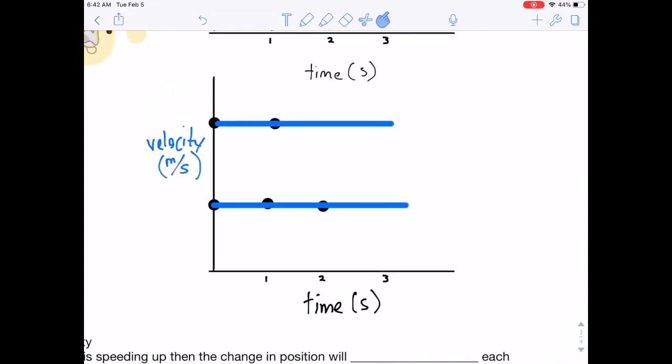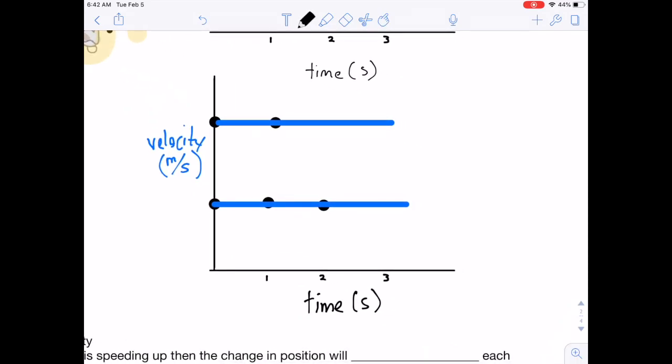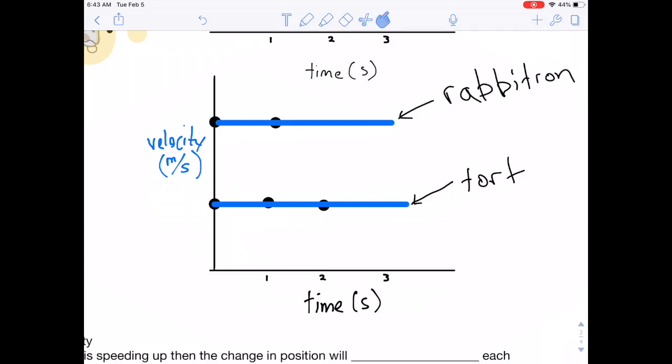And so looking at these two graphs, which blue line represents the tortoise and which represents the hare? Well, clearly we got Mr. Tortoise here. I'll just call him Tort. And then here's my hare. I'll just call him Rabbitron. Why do I have to make up stupid nicknames? You can see the difference between those, and those changes right there just represent the distance traveled each second.